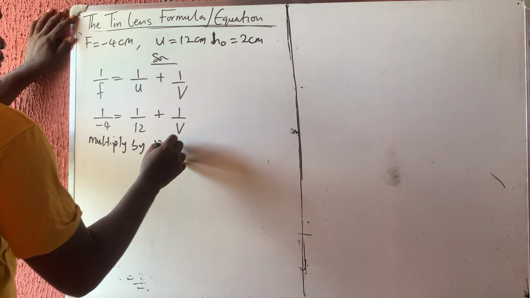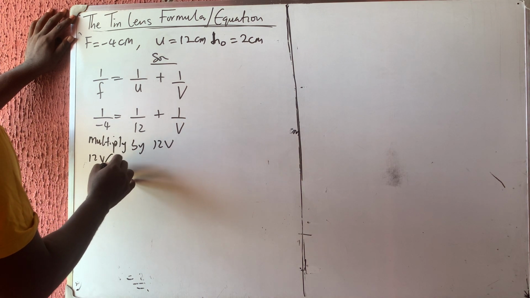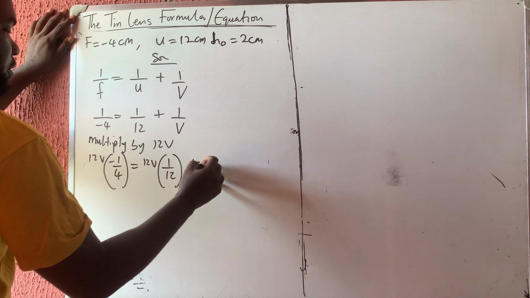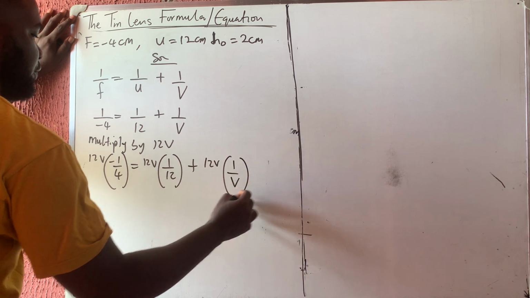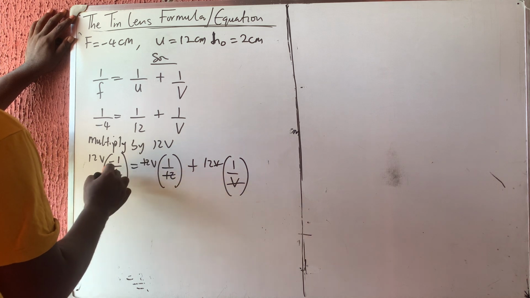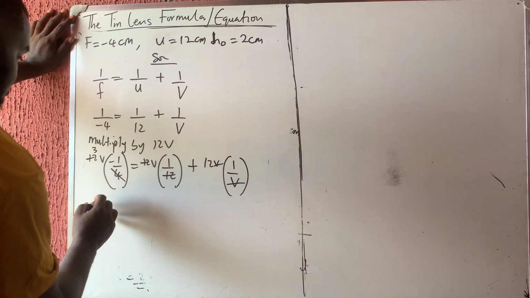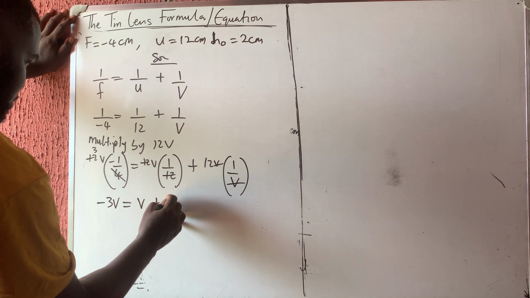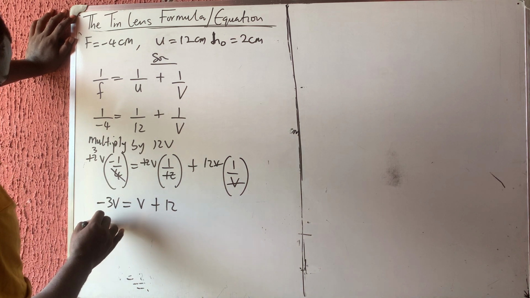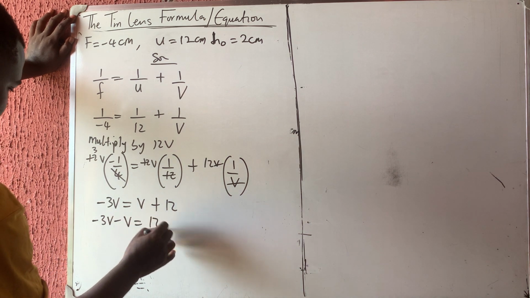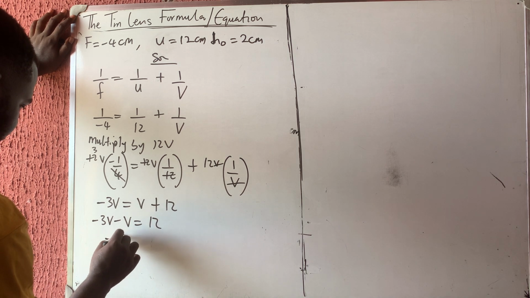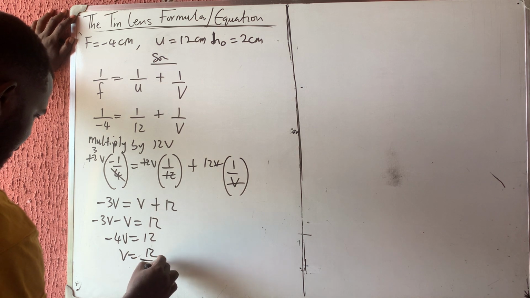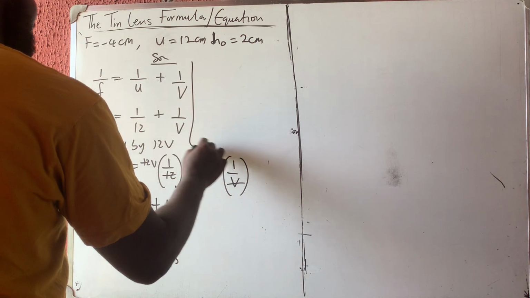Multiply by 12V. So I have 12V in bracket of minus 1 over 4 is equal to 12V in bracket of minus 1 over 12 plus 12V in bracket of 1 over V. So this takes care of this, and this takes care of this, and this into this is 3. So I have 3 times this will give you minus 3V is equal to V plus 12. So what do we have? This one going here, we have minus 3V minus V is equal to 12. So what do we have now? My minus 4V is equal to 12. Then my V will now be 12 divided by minus 4, which is minus 3.